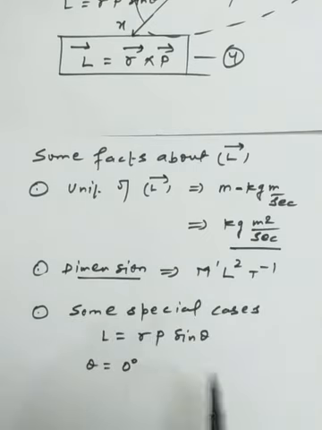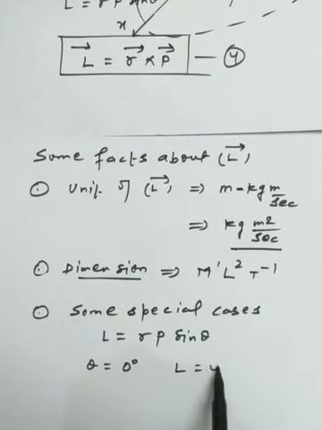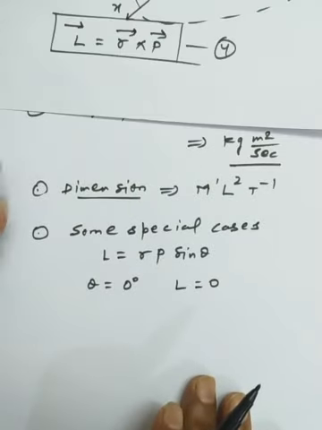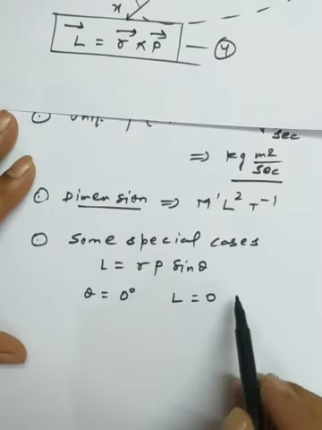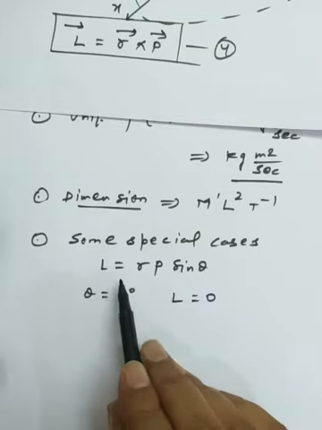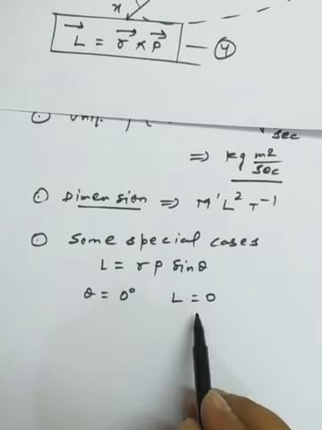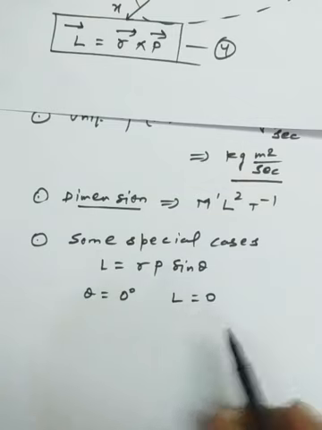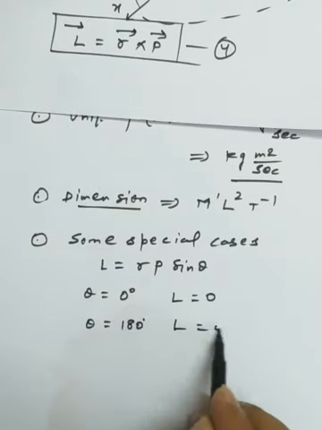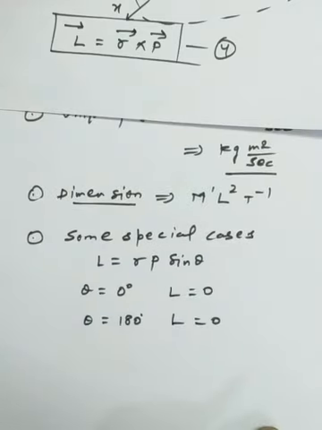Now, some special cases of the formula. If I make theta equal to 0 between R and P, then L is 0. The angular momentum is 0. Here we simply assume the radial component along with L; there is no meaning of L with the radial component of the linear momentum. Now, if theta is 180 degrees, then also L is equal to 0.